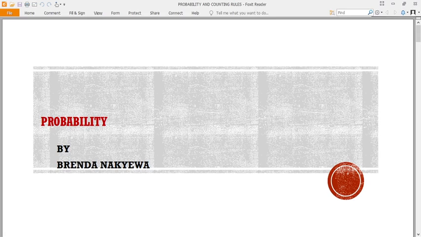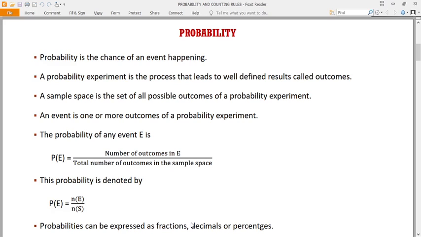You're welcome to yet another chapter or topic, and that is probability and counting rules. So, we shall start by defining probability, and this is simply the chance of an event happening. And for an event to happen, you must do something. So, what we do in order to get an outcome is what we call a probability experiment. It is that process that leads you to an outcome.